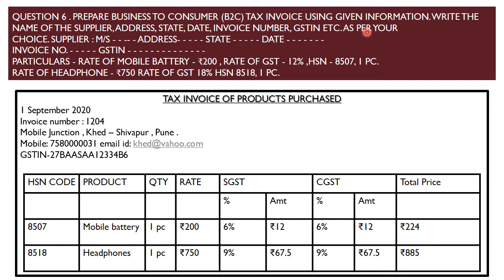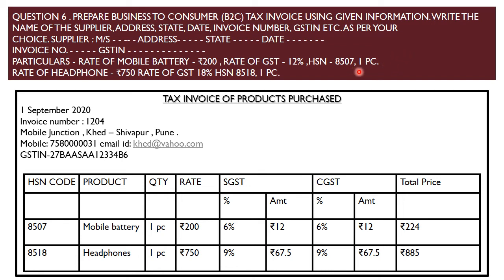as per your choice. So the name of the supplier, the address of the supplier, the state to which it is registered, the date, invoice number, GST identification number, everything you can write as per your choice. So this is the format: supplier, Messrs, address, date, everything you can write as you wish. Next come the particulars which they have already given to us: the rate of mobile battery is rupees 200, rate of GST is 12%, the HSN code of the product is 8507, that is, the HSN code of mobile battery is 8507, and only one piece is purchased or sold.